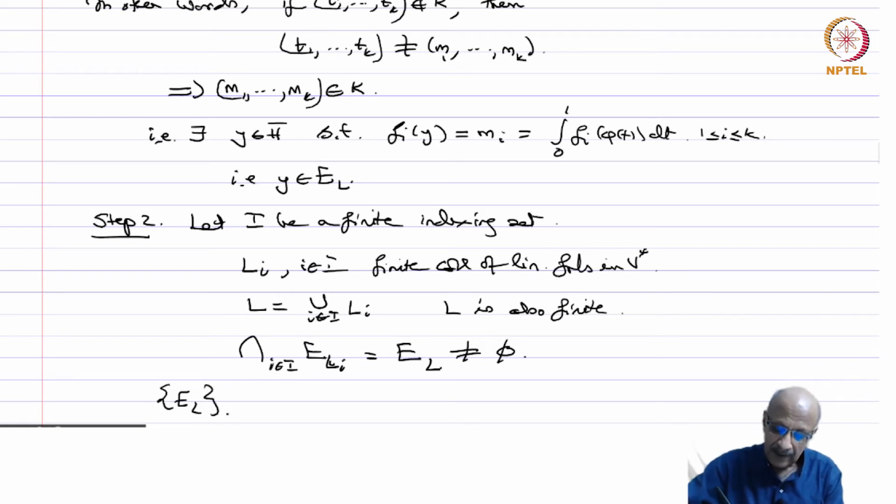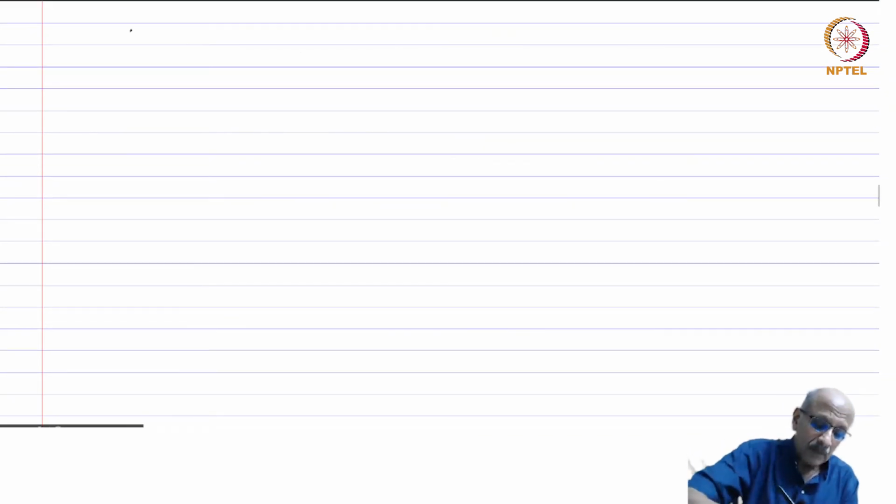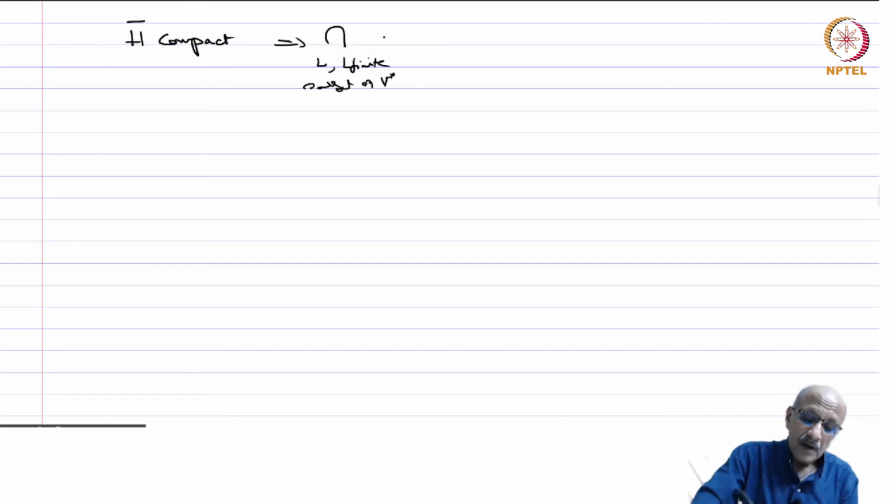Therefore, we have shown that EL, for this family L, a finite subset of V star, has the finite intersection property. What does it mean? But H bar is compact, which implies the intersection over all L, finite subset of V star, of EL is non-empty.